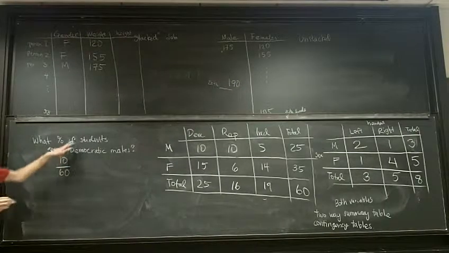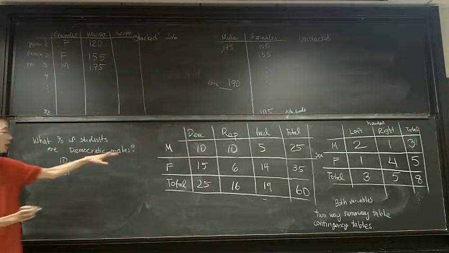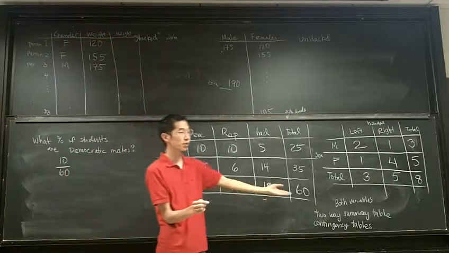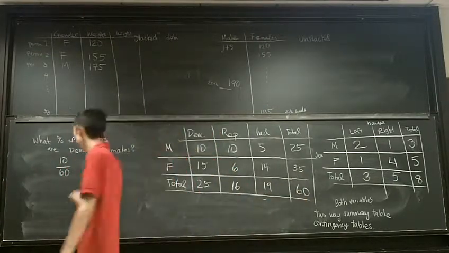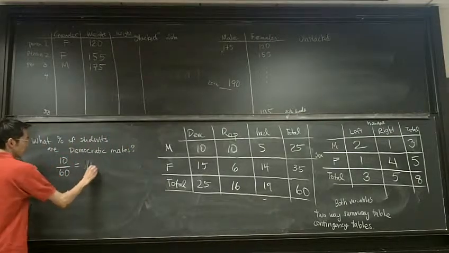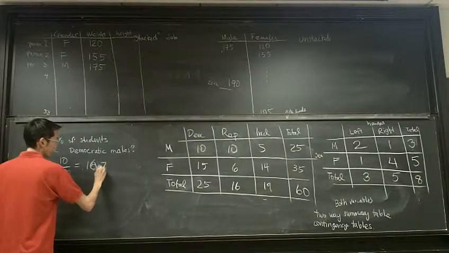Okay. What percentage of students, how many students total do I have? 60. So 60 is going to go on my bottom here, okay? So I get 10 divided by 60, 16.7%.